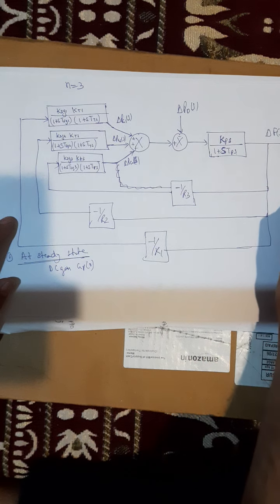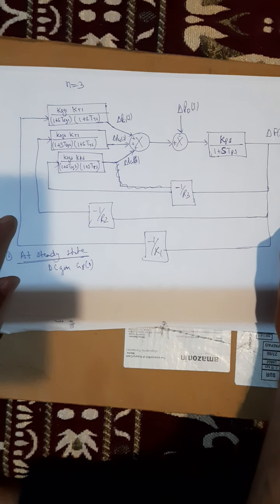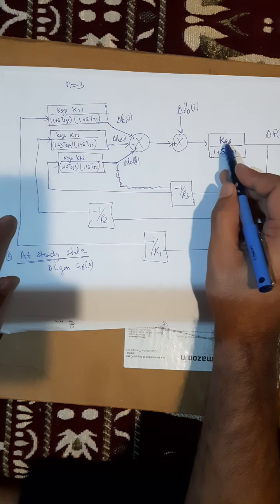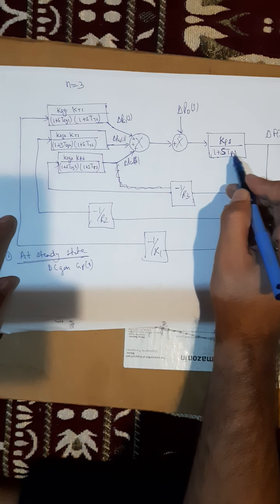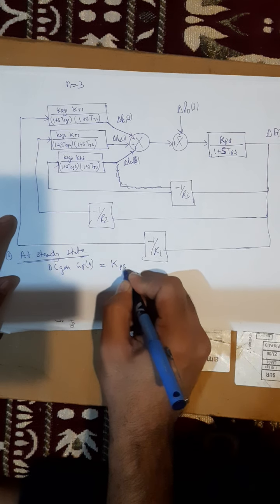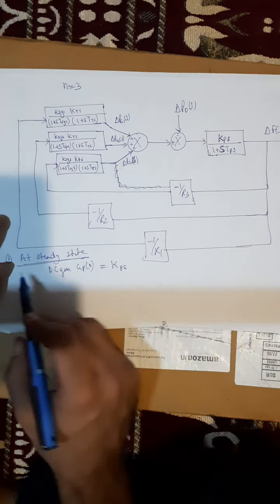Because we say at steady state d by dt is equal to 0. Everything is constant, so d by dt will be equal to 0. If you take the Laplace, d by dt is represented by s, so the s term will be replaced by 0. So replacing the s term by 0, it will be Kps divided by 1 plus 0 into Tps, so it will be equal to Kps. So it is the DC gain. Got it? So I am saying at steady state.